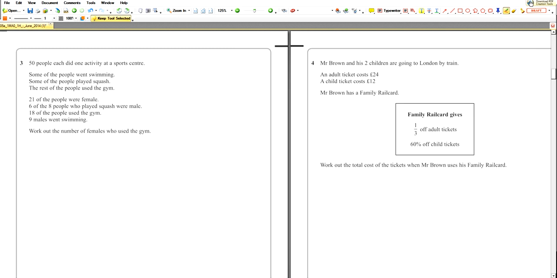Okay, what we're doing today, Harun, just to fill you in because you weren't here last week. Last week we did this paper in the lesson, and we're now going through the model answers. Okay. Question number 3. 50 people each did one question.